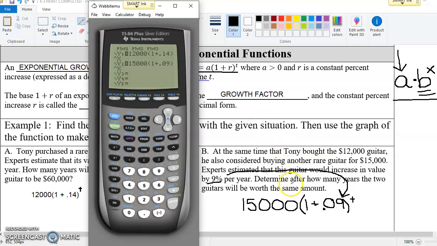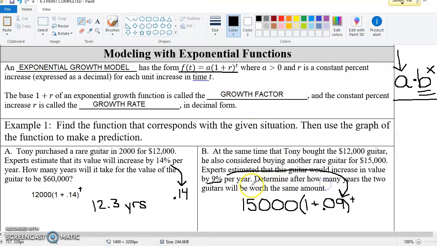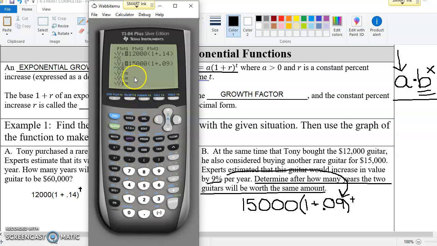It says in the question, determine after how many years the guitars will be worth the same amount. So the second guitar was worth more in the beginning. However, it is not gaining value as quickly. So what we're thinking is maybe the second one will start higher, but then it won't go up as fast.